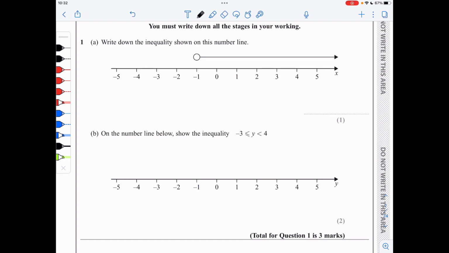In question 1, we need to write down the inequality shown on the number line. We can see that if we are on the right side of -1, it's an empty circle, so it's a strict inequality. So the answer is that x is greater than -1.